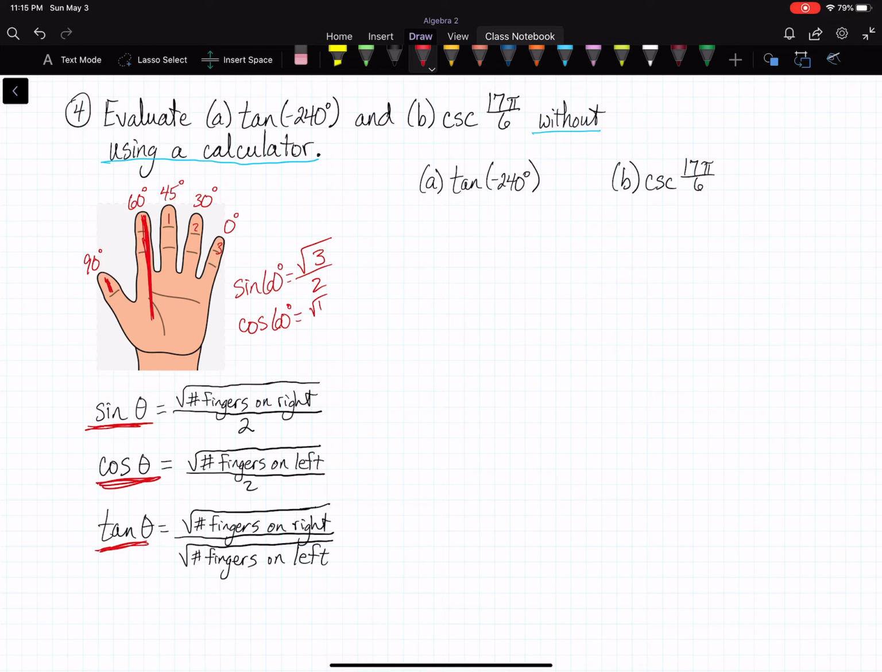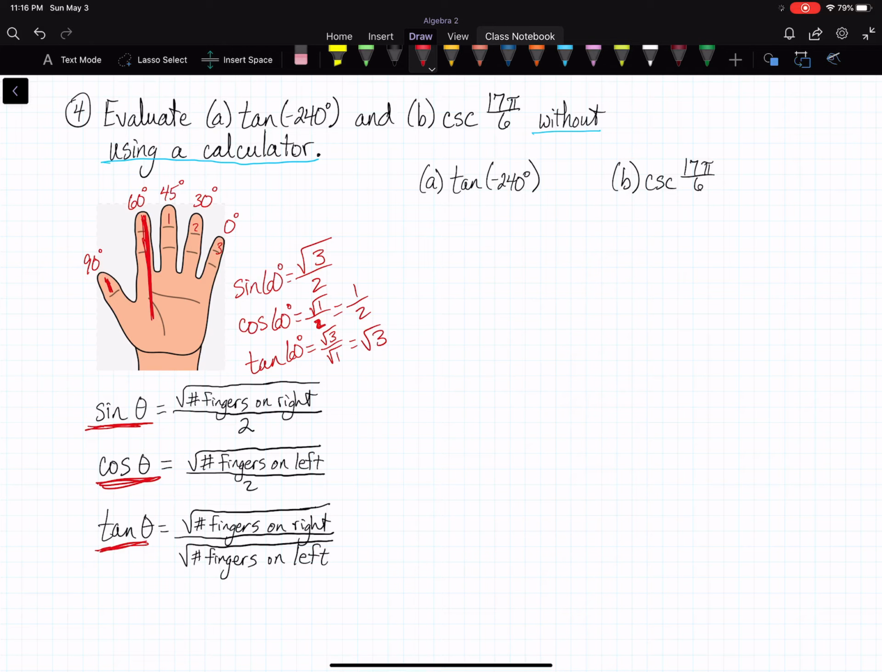Okay, so that's square root of 1 over 2, and the square root of 1 is 1, divided by 2. So the cosine of 60 is 1/2. The tangent of 60, again, we have 3 fingers on the right, square root of 3 divided by the square root of 1. And again, that's just square root of 1 is 1, so that's square root of 3. So the sine of 60 is square root of 3 over 2. Cosine of 60 is 1/2. Tangent of 60 is square root of 3.